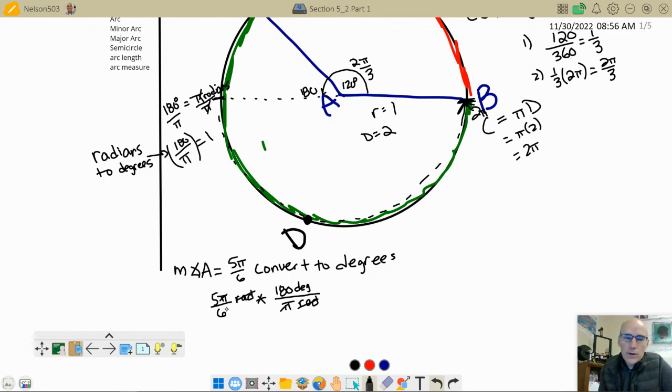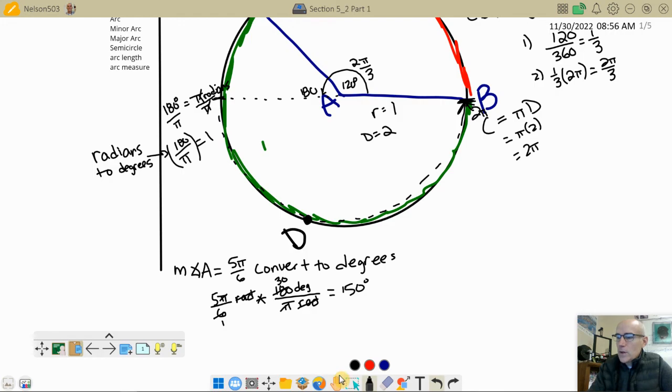And you could do all this on Desmos, of course. 5 times 180 divided by 6, or we could go 6 into 180. That gives us 30, right? You could do this arithmetic. I'm doing my division before my multiplication. Now I go 30 times 5 and I get 150 degrees.